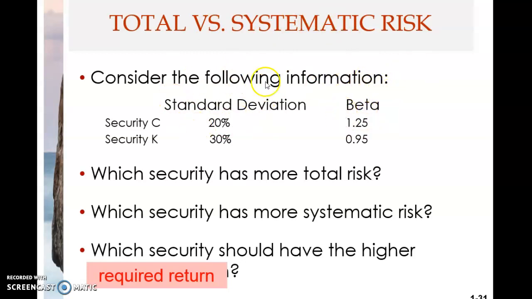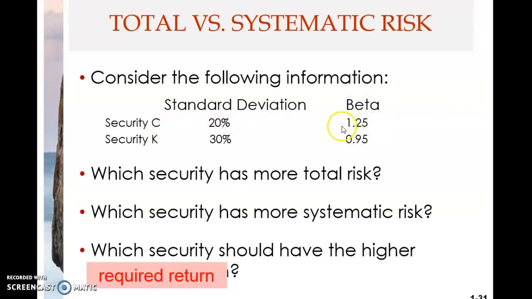This part can be diversified. Even though security K has higher standard deviation, some of this can be diversified or eliminated. But for this one, even though it's 20%, a large portion may not be able to be diversified away or eliminated through diversification. Therefore, the beta is higher. So this one has more systematic risk, security C.